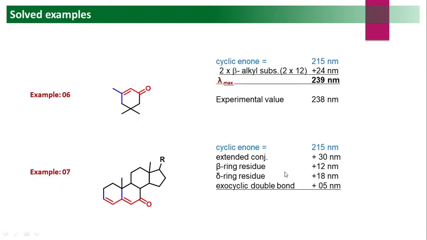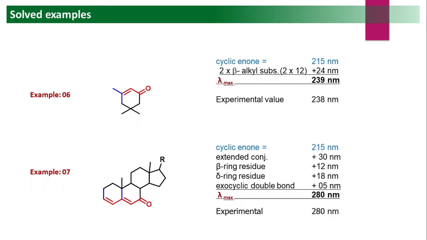So beta 12, delta 18, and exocyclic double bond 5. There are no further additives because there is no homocyclic or extra double bond. This extra double bond we have already considered. Now the total lambda max will be 280 nanometer. This is close to our experimental value, that is 280 nanometer. So in this way we should practice calculating the lambda max.